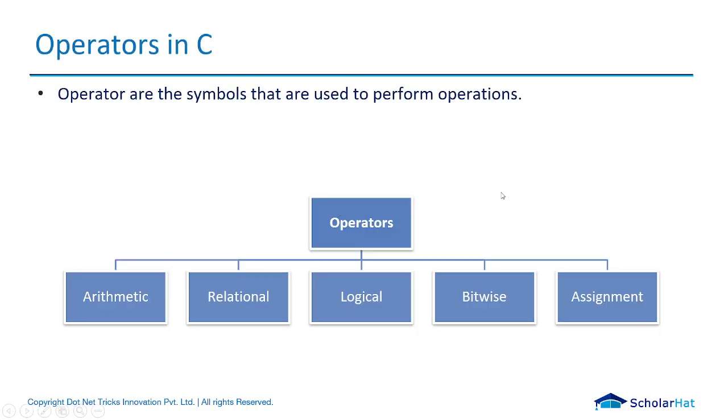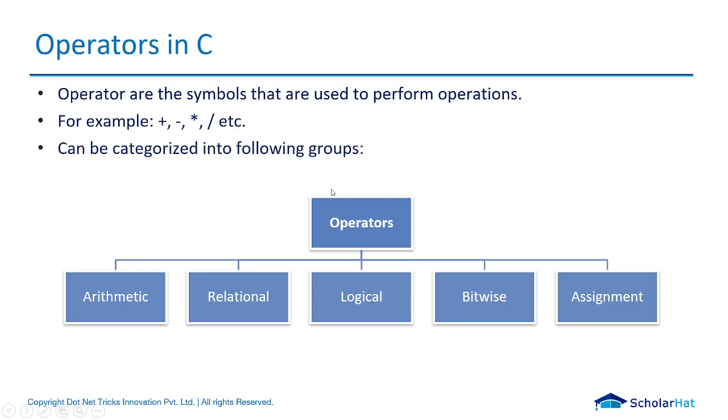Now, the next thing we're going to learn is operators in C. Operators are the symbols that are used to perform some operations. If you have heard about them, there are unary operators, binary operators, and ternary operators. Here you can see that all of these are defined as binary operators: arithmetic, relational, logical, bitwise, and assignment. These all are binary operators.